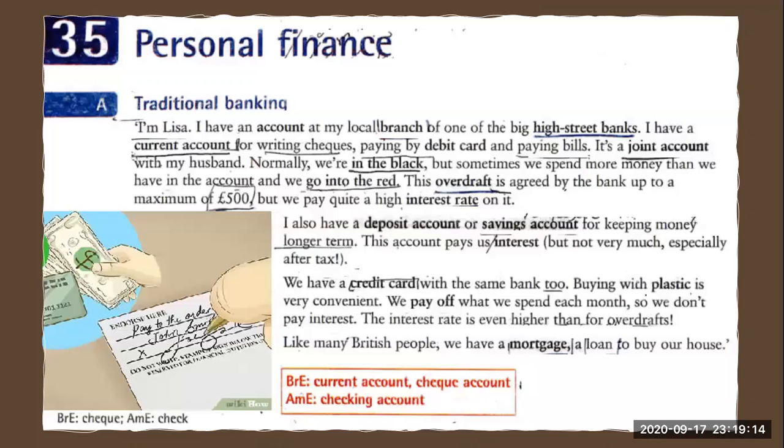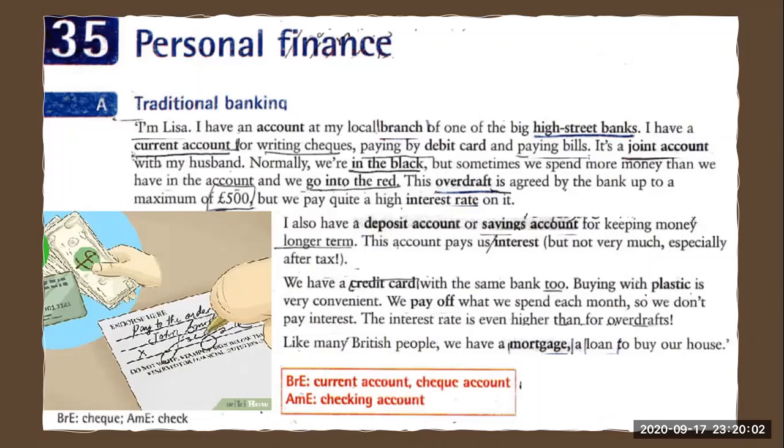Let's continue. When talking about personal finance, we also talk about traditional banking. So here is the case of Lisa, and she says that she has an account at her local branch of one of the big street banks. Okay, so there is a big bank and she saves the money in a local branch. She said that she has a current account, current, not savings, current account for writing checks, paying by debit card, and paying bills. It's a joint account with her husband. Okay, so they both together have the account.